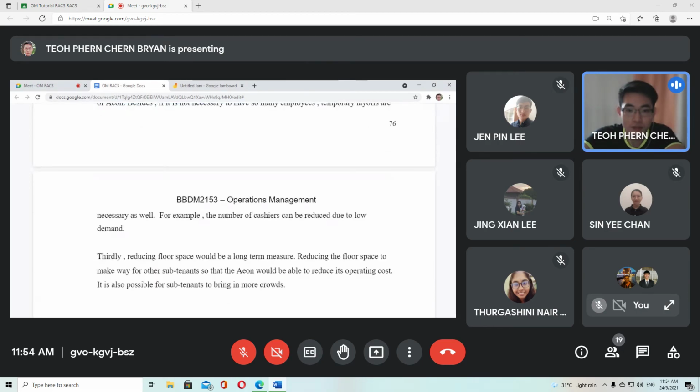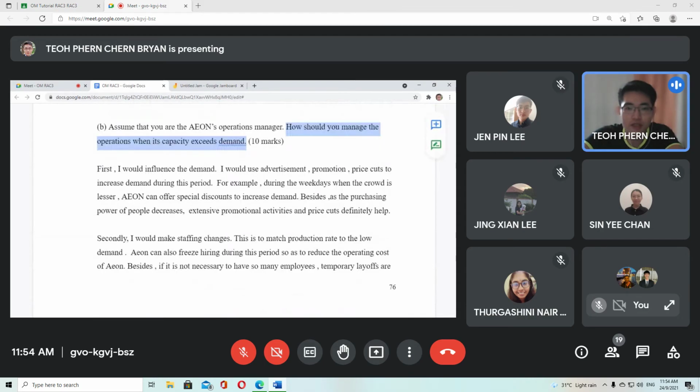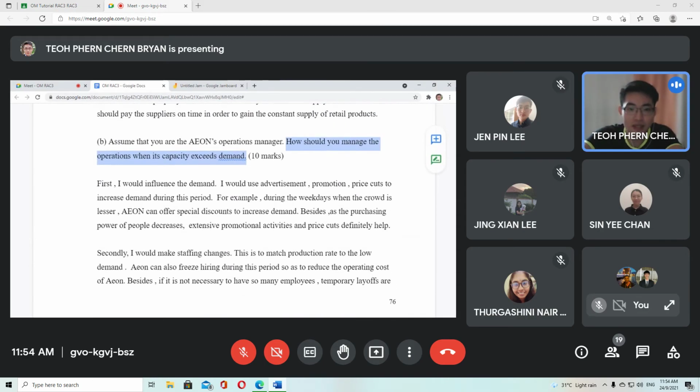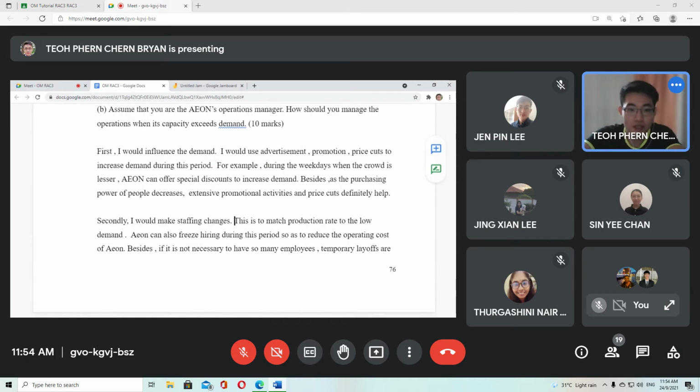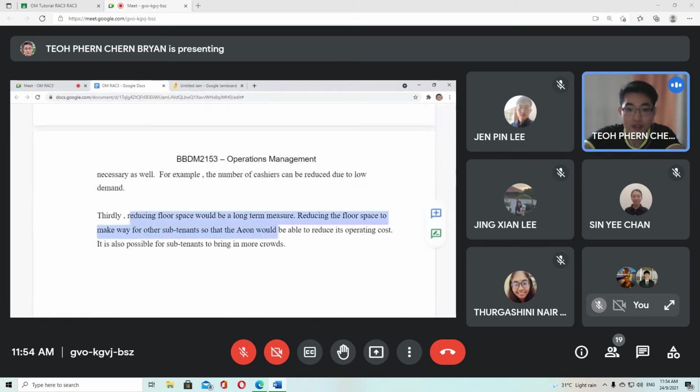Yeah, so you have 3 points here, you just need a bit more content. Then you will get 10 marks really. Okay, so if capacity exceeds demand, we want to increase the demand, we want to cut our staff, or you see how other ways you can cut your costs.